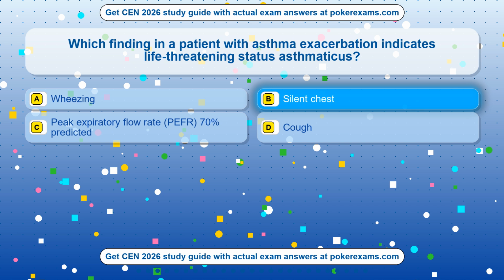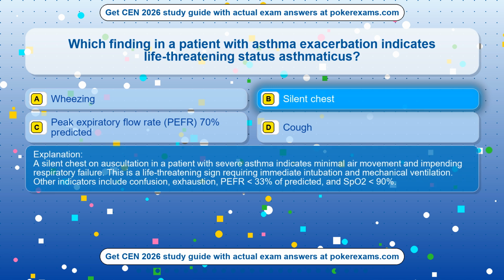Silent chest. A silent chest on auscultation in a patient with severe asthma indicates minimal air movement and impending respiratory failure. This is a life-threatening sign requiring immediate intubation and mechanical ventilation. Other indicators include confusion, exhaustion, PEFR below 33% of predicted, and SpO2 below 90%.